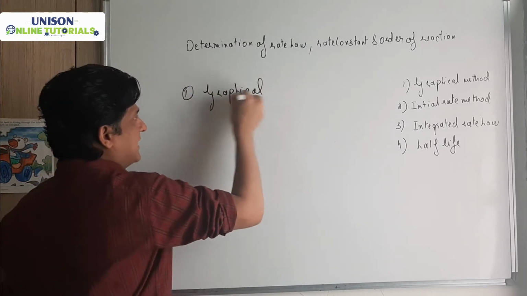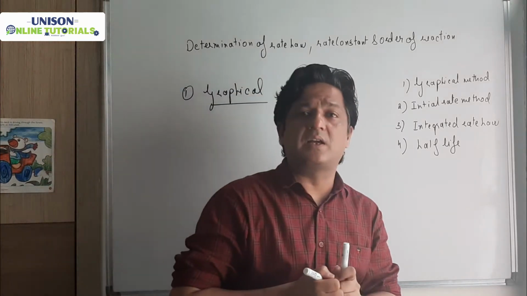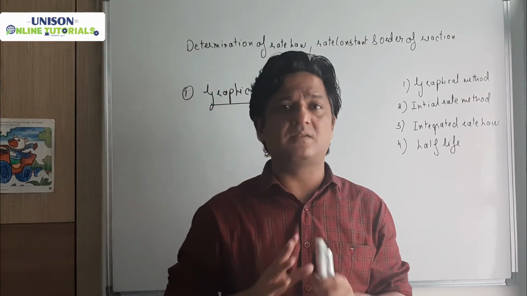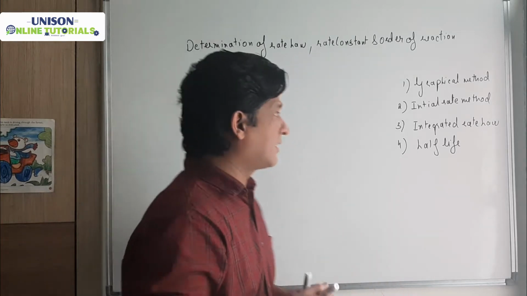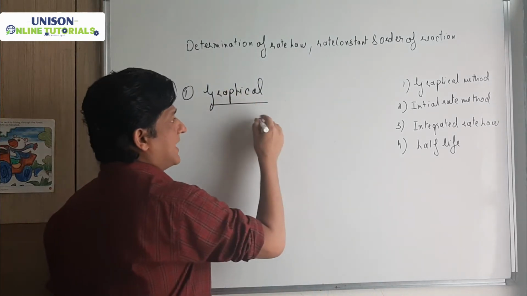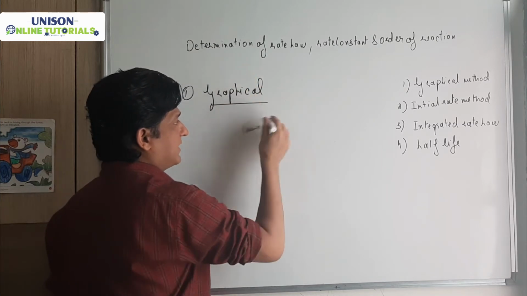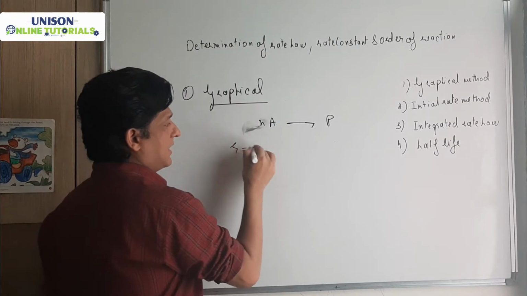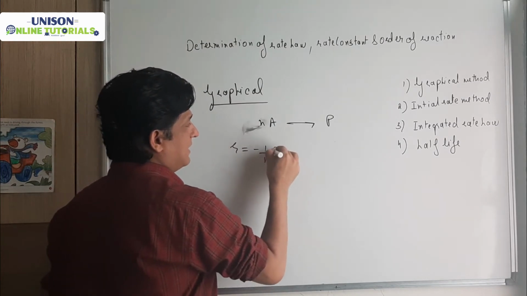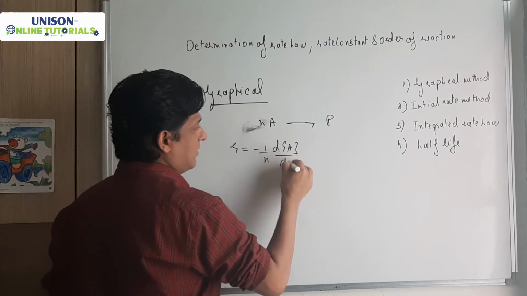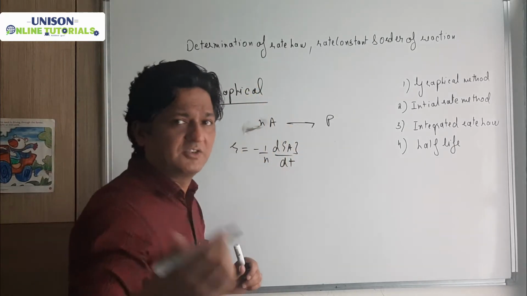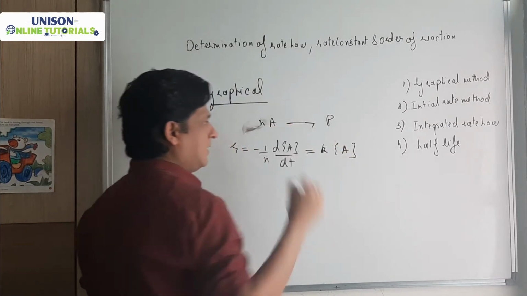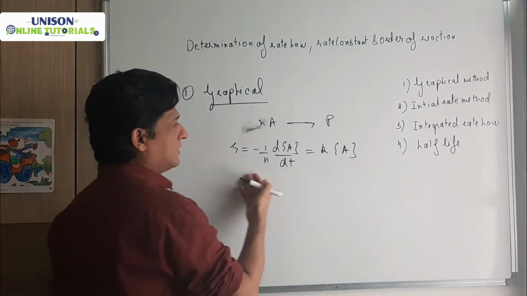The graphical method is applicable for a single reactant. When in a reaction there is only one reactant, then this method is applicable. Clear? So in the graphical method, for example, we have a reaction nA gives rise to products. So rate can be written as -1/n dA/dt, or you can say it's a kind of differential rate law method, is equal to K into A. Clear? So this is the rate for this.